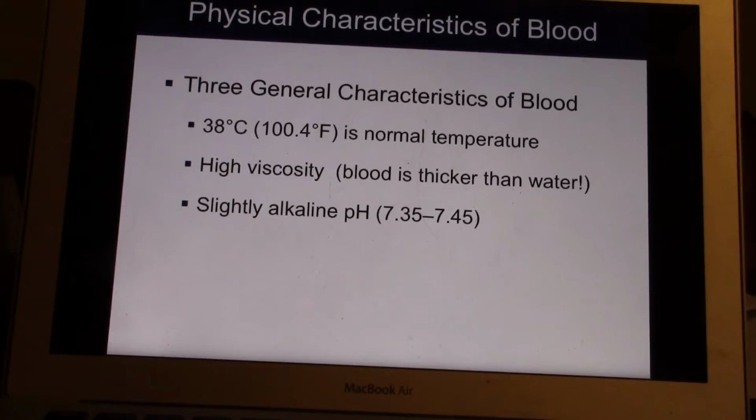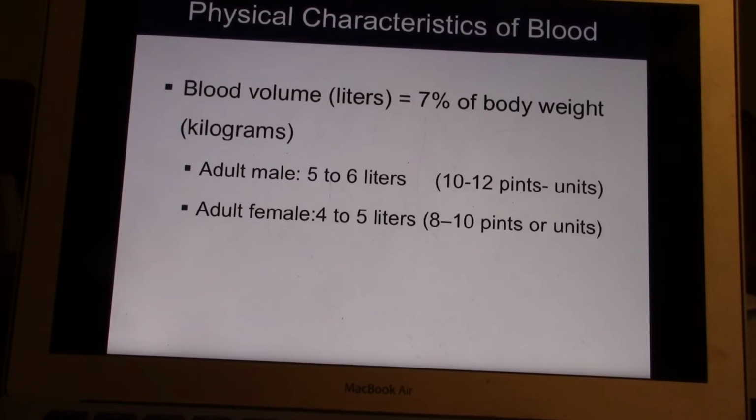Three general characteristics of blood. It's about 38 degrees, so it's a little bit warmer than your body temperature is normally. The blood is thicker than water, so it has a high viscosity, and that viscosity is a term you need to understand. It just means thickness, so to speak. And it's also slightly alkaline. It's the pH of your body, which is really important. And just so you know, that pH is between 7.35 and 7.45. And in actuality, it's like right on 7.40 in almost every patient.